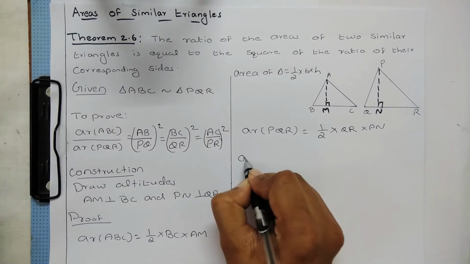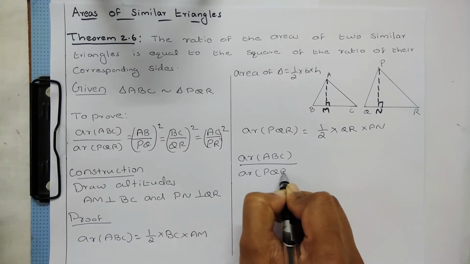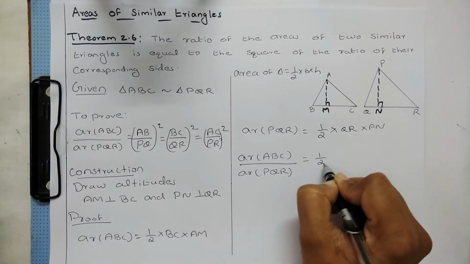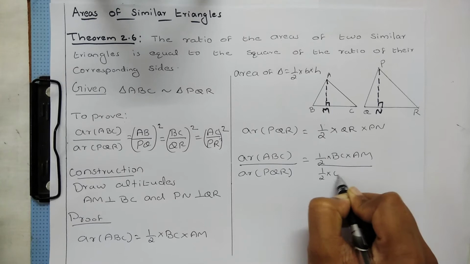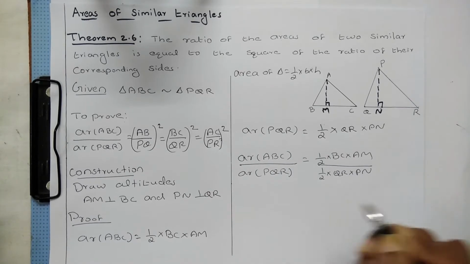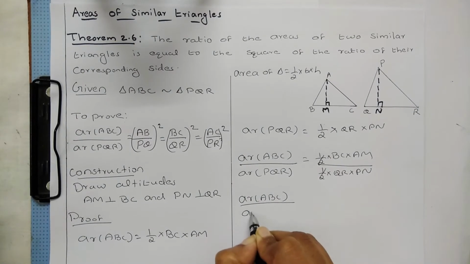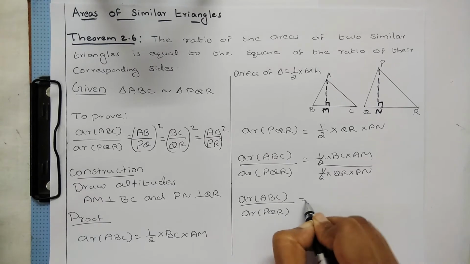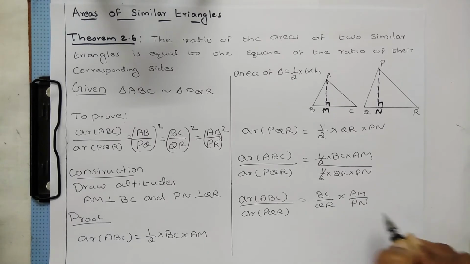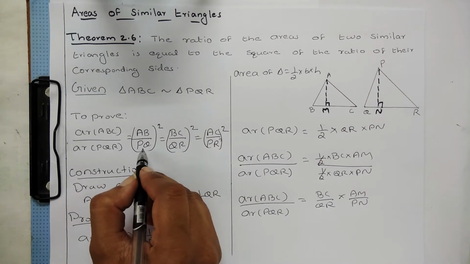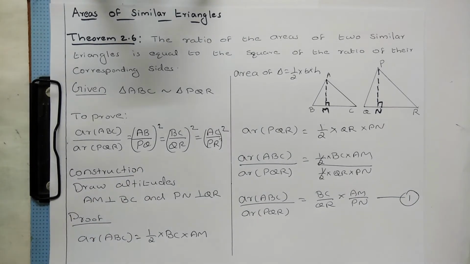Now we have to find the ratio. So area of ABC divided by area of PQR is equal to half into BC into AM divided by half into QR into PN. Half will be cancelled. You will get area of ABC divided by area of PQR is equal to BC by QR into AM by PN. Now we need to prove this is equal to AB by PQ the whole square. Any one side square you have to prove. So I am calling this equation 1 and continue on the next page.